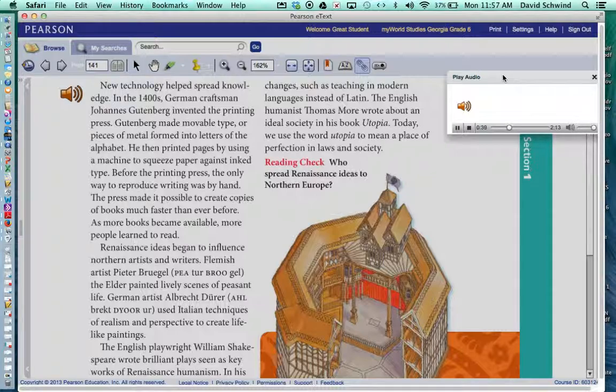Renaissance ideas began to influence Northern artists and writers. Flemish artist Peter Bruegel, the Elder, painted lively scenes of peasant life. German artist Albrecht Dürer used Italian techniques of realism and perspective to create lifelike paintings. The English playwright William Shakespeare wrote brilliant plays seen as key works of Renaissance humanism. In his play Hamlet, he expressed the Renaissance view of human potential.